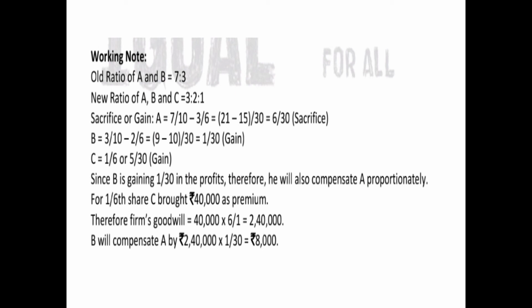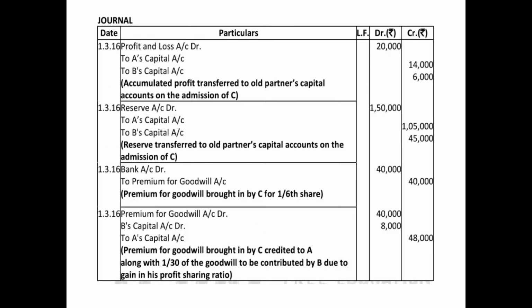So this was the working note regarding the sacrificing share, then your gaining share, and the compensation to be borne by the gaining partner to the sacrificing partner. Now let us have a look at the journal entries. The first entry, since the new partner is admitted on 1st March 2016, so all the adjustments start from that particular date. The first entry is for distributing the undistributed profit, that is the credit balance of the PL account.